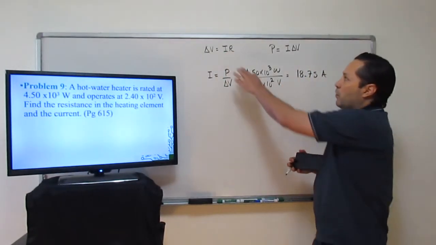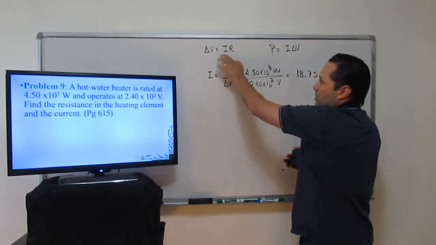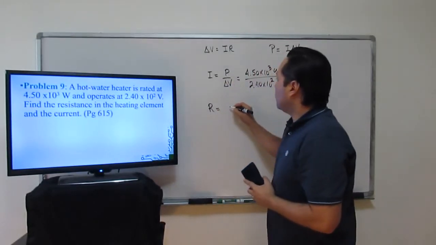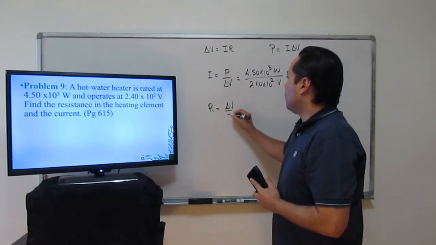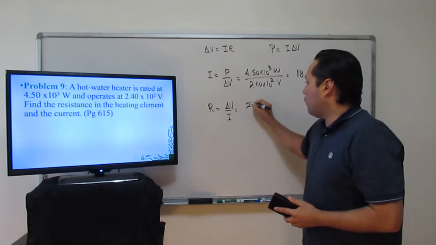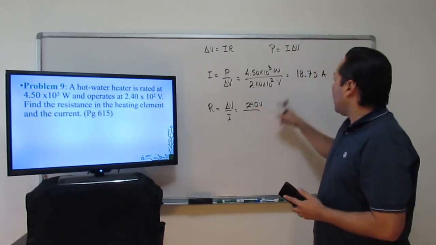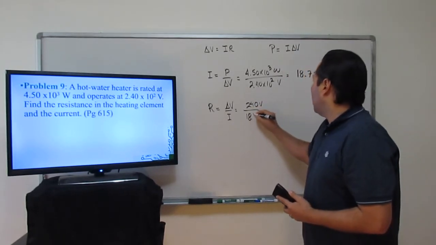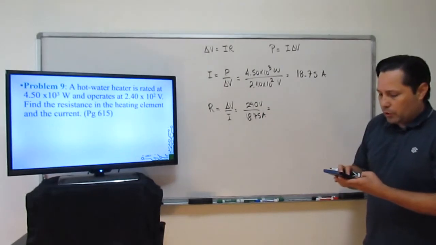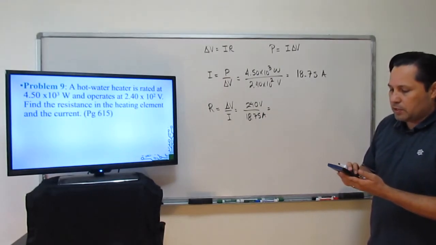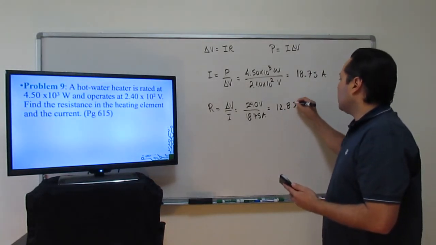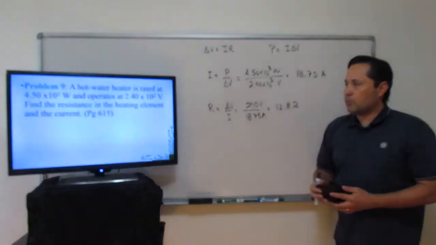So we're going to get this formula and isolate the R by dividing both sides by I. So it will look like this. R is equal to the voltage over the I. All right, so the voltage was 240 volts over the I, the current, which was 18.75 amps. So 240 divided by 18.75 gives us our answer. The resistance is 12.8 ohms. That's our answer for problem 9.